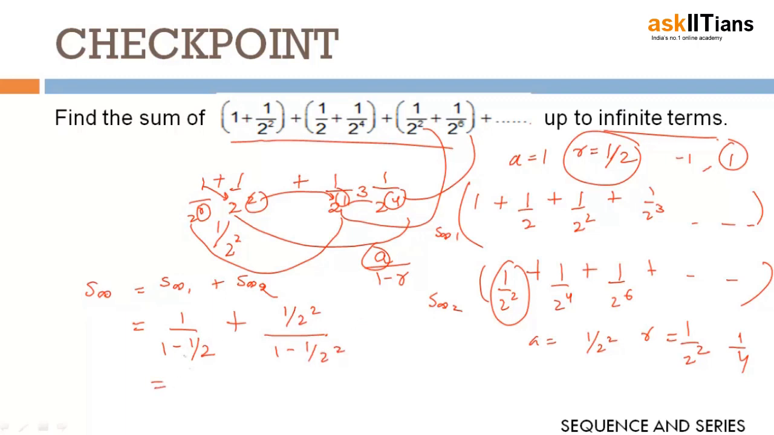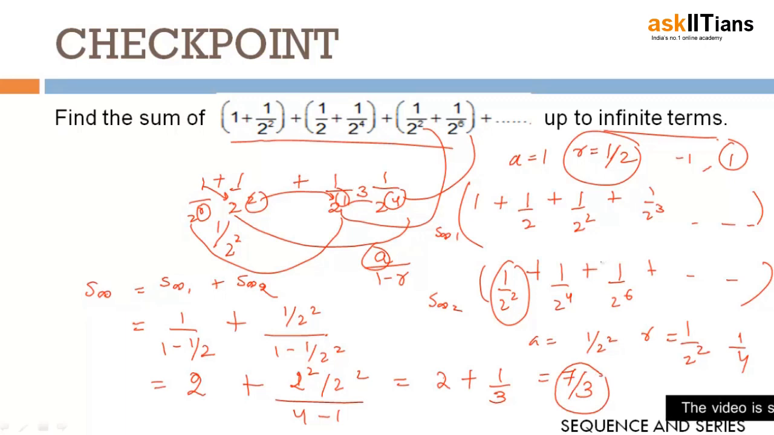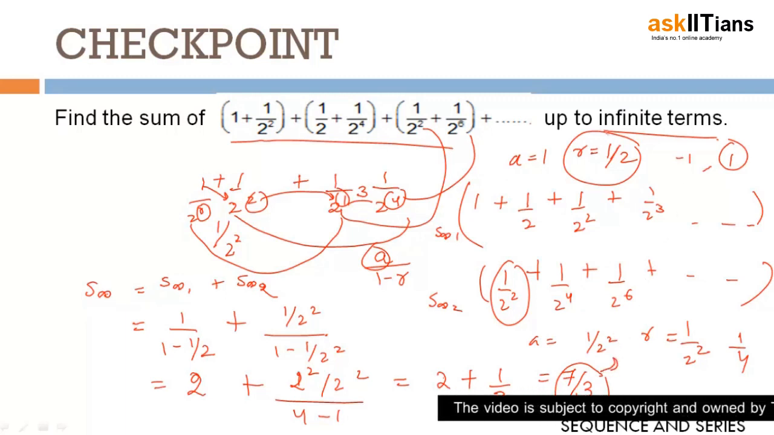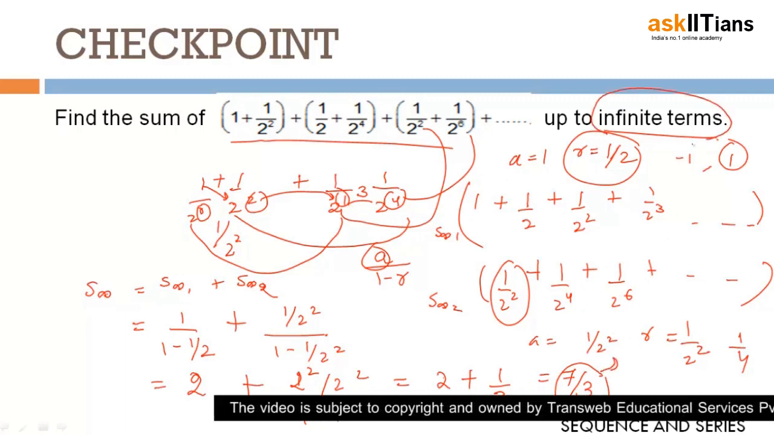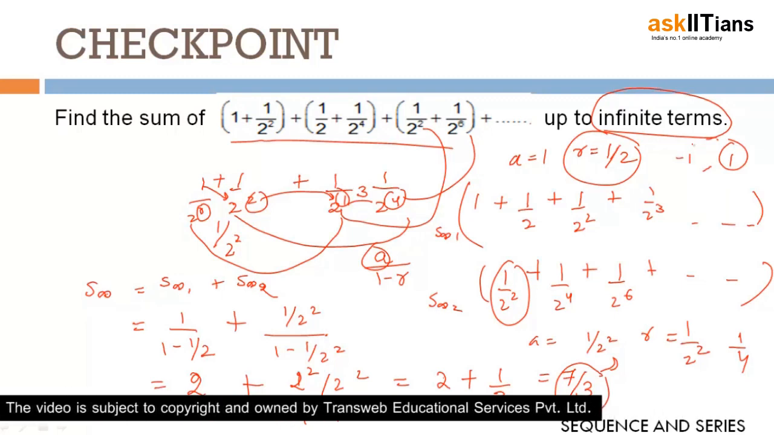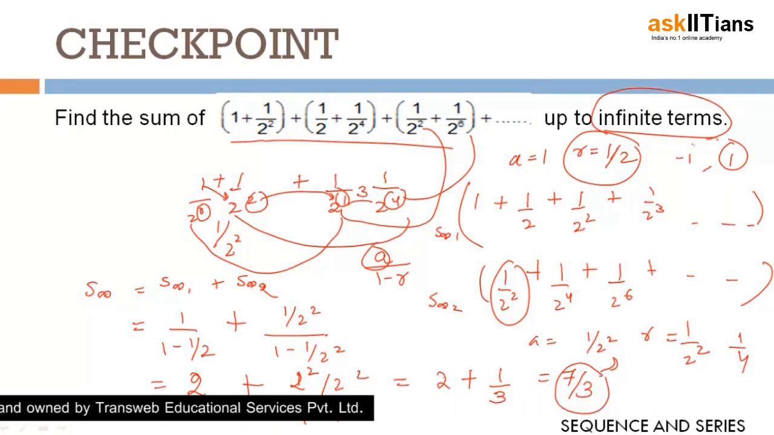So on simplification, this will give you 2 and this, if you solve it properly, will give you 2 square over 4 minus 1. So this will be 2 plus 1 by 3, which is equal to 7 by 3. So this is the answer. So we are seeing that we are getting a finite answer from infinite terms. Isn't that interesting? It's because we are finding the limiting value.